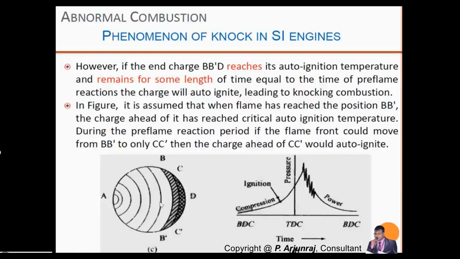And when it is reached well ahead, it remains for some length, in the sense that it remains for some particular distance, and during that distance you get the knocking. The lesser the distance, the less you have the knocking. So when you have the pre-flame reaction, the flame is going to happen in another, opposite direction also.